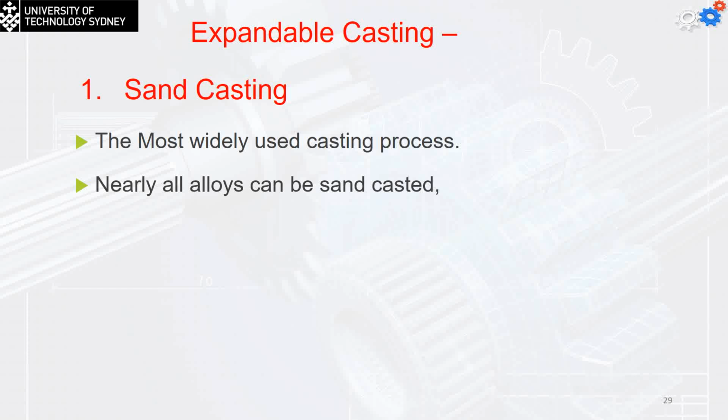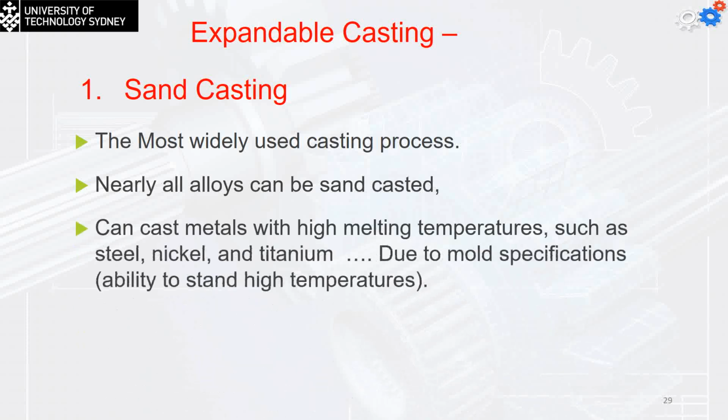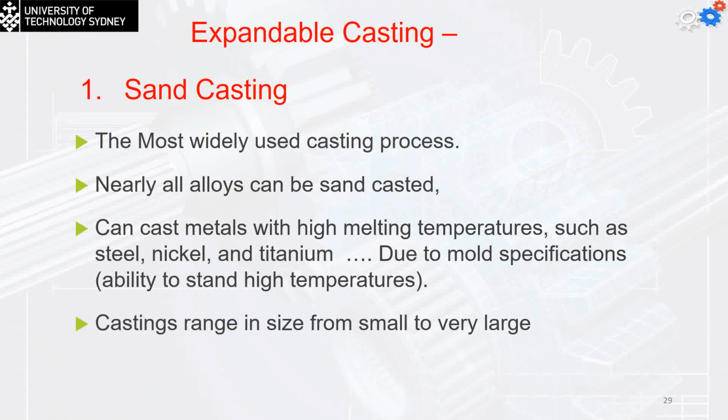The casting range can be from small parts to very huge parts. Production quantities can be from 1 to a million depending on the process of making the mold. If I have a mechanical method to compact the mold, I can make hundreds, thousands of parts every year, or even millions.